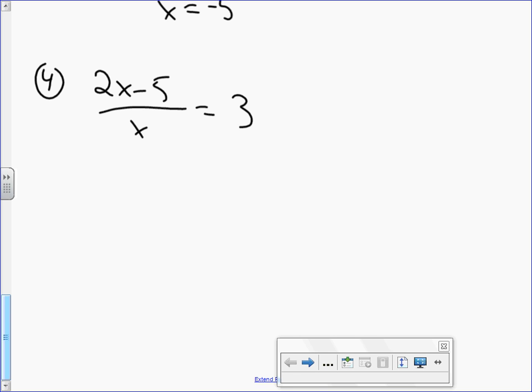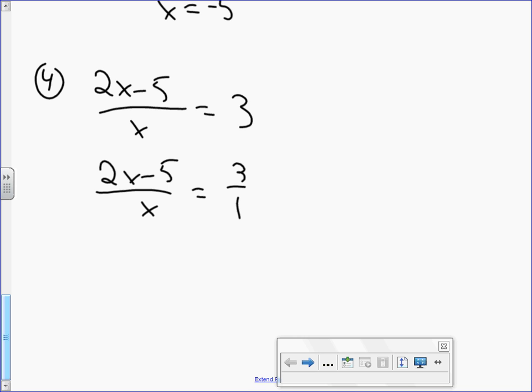Now, this problem doesn't seem to quite fit the mold that I told you, that you have a fraction on one side and a fraction on the other side. It has a fraction on the left side, 2x minus 5 over x. This is a fraction over on this side. This is not a fraction. But I can make it a fraction. How do I make the number 3 into a fraction? Put it over 1. If you have a whole number and you need it to be a fraction, you put it over 1. Now this fits the mold for doing cross multiplying.